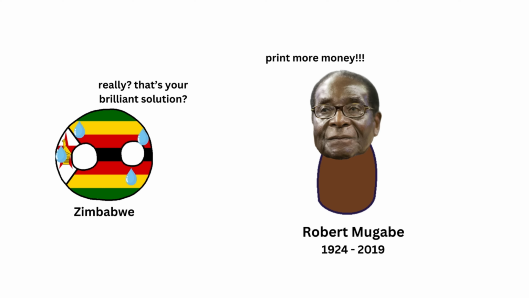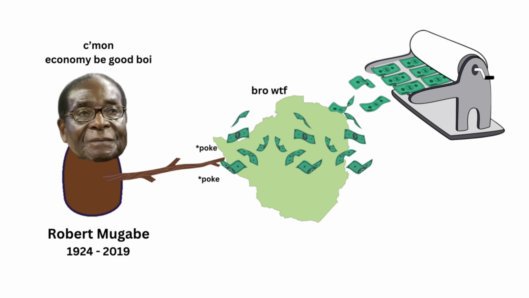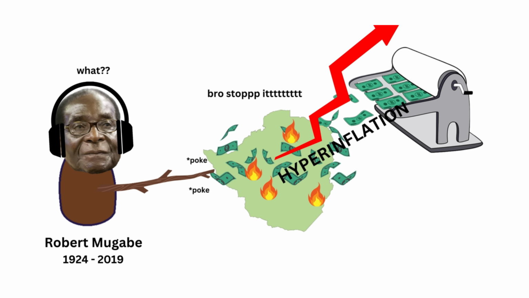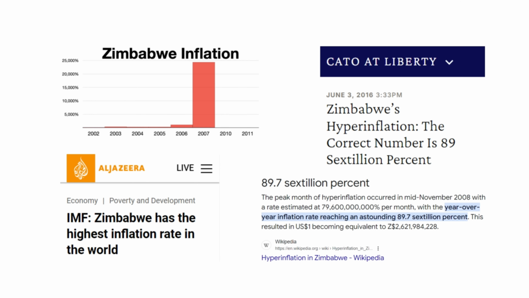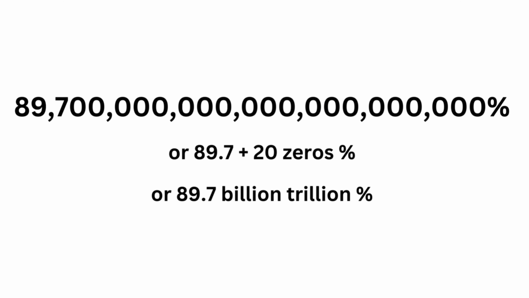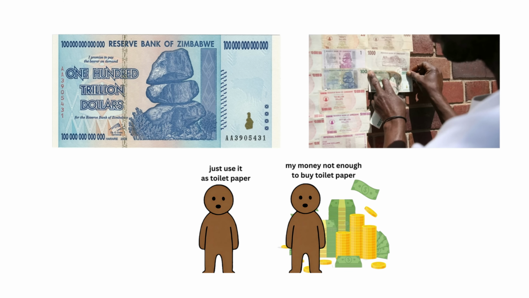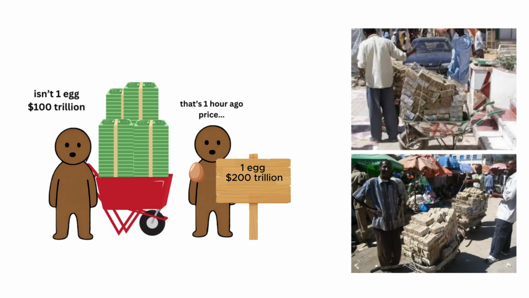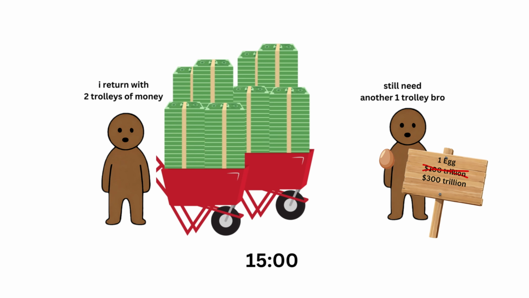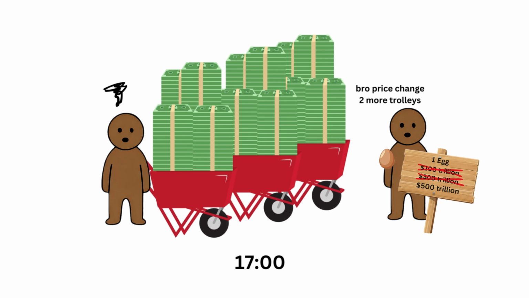To tackle these challenges, the government started printing money to cover its expenses and try to fix the economy. This reckless printing led to hyperinflation, where prices soared at an alarming rate. By 2008, Zimbabwe's hyperinflation rate peaked at an unimaginable 89.7 sextillion% per year. That's 89.7 followed by 20 zeros. The Zimbabwean dollar became practically worthless, and people had to carry huge stacks of cash just to buy basic items like eggs. Prices could double within a day, or even within hours.